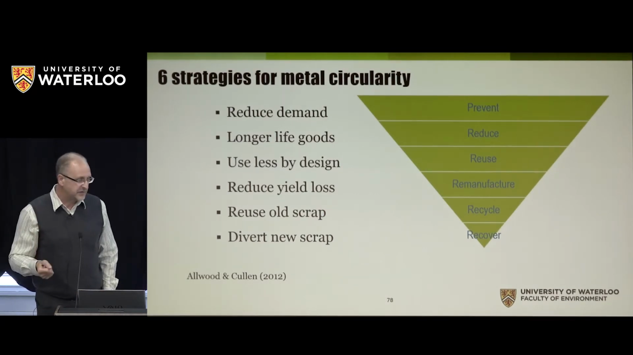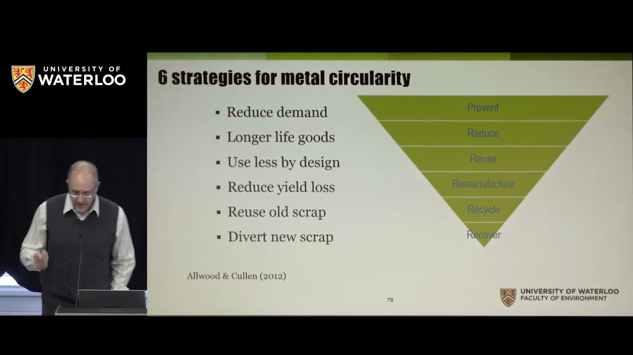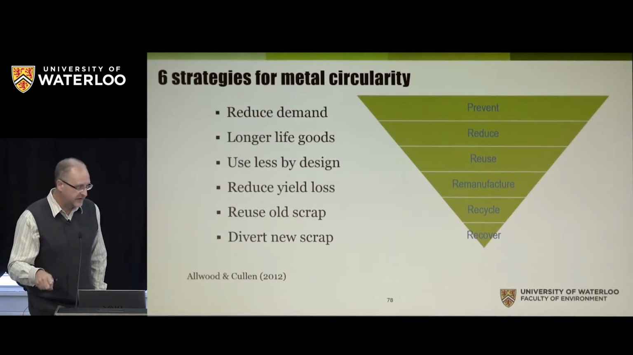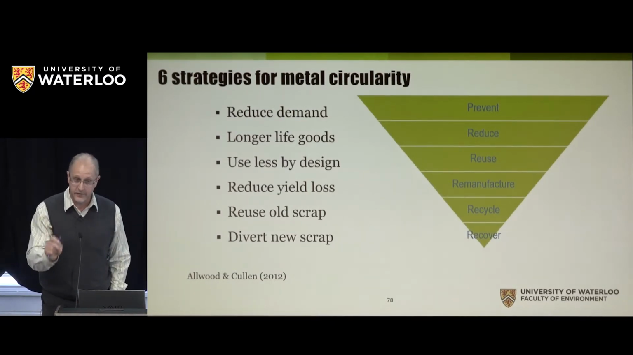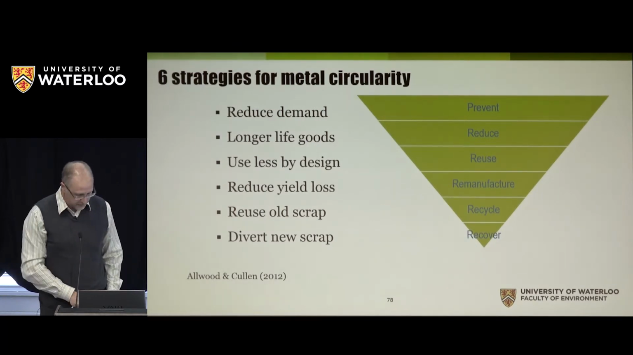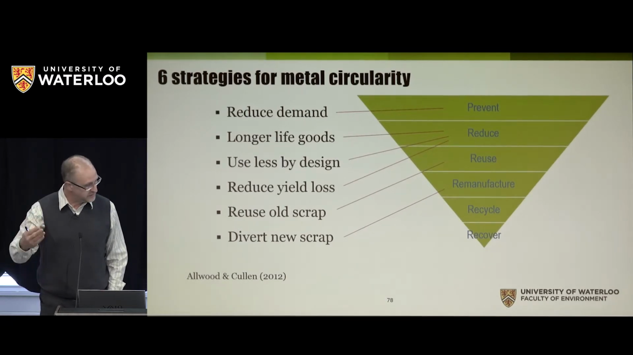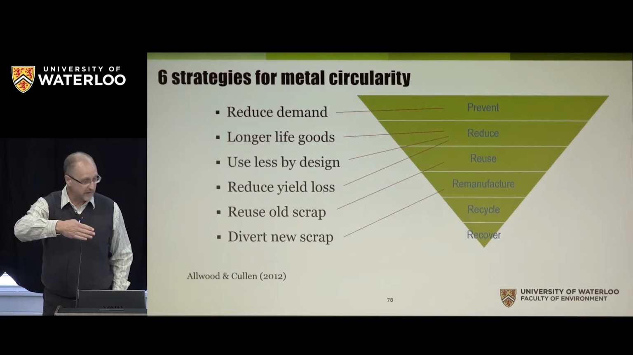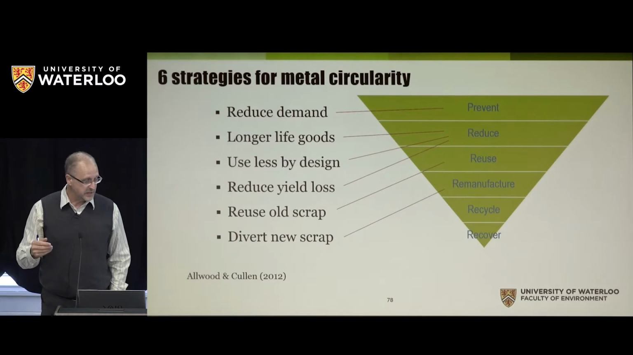The strategies for material circularity. I picked this up from Allwood and Cullen from the University of Cambridge, who had done a lot of that steel work as well. What they point out is that recycling isn't going to save us. Recycling is absolutely necessary, but we need these other strategies as well. They tried to quantify these strategies. Reducing demand, which is a very preventative strategy. Longer life goods, which goes back to the Delft concept of extending. Using less material in our designs.